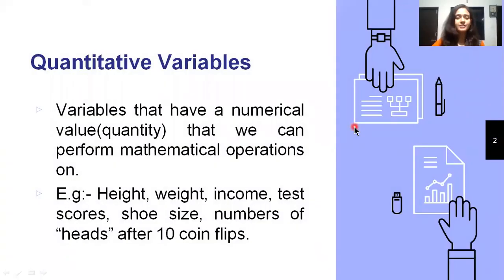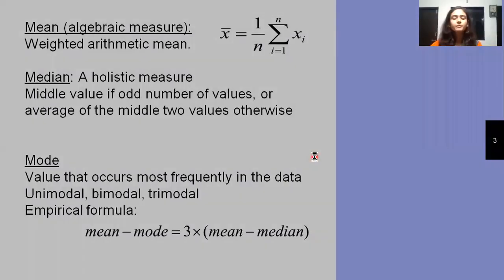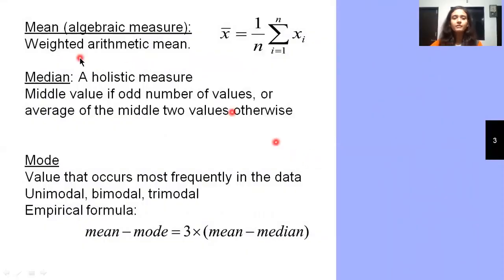First of all, we will see what the quantitative variables are. Variables that have numerical values and on which we can perform mathematical operations are called quantitative variables. We have seen in the previous lecture what qualitative and quantitative variables are. Examples of quantitative variables are height, weight, income, etc. On quantitative variables, we can easily calculate mean, median and mode.